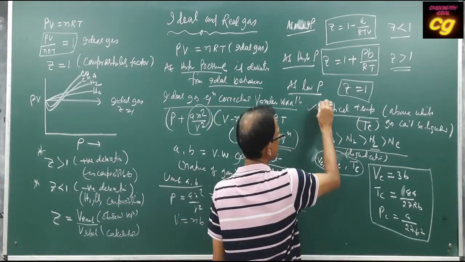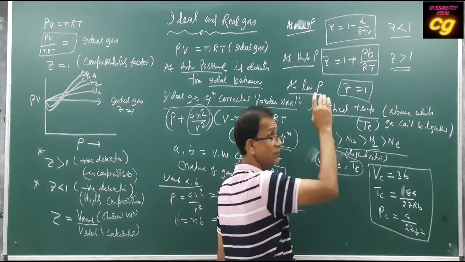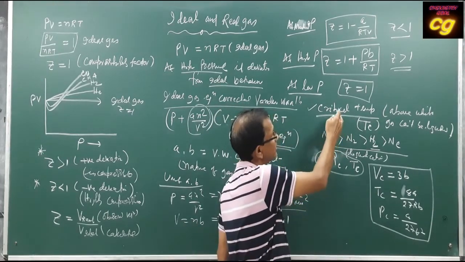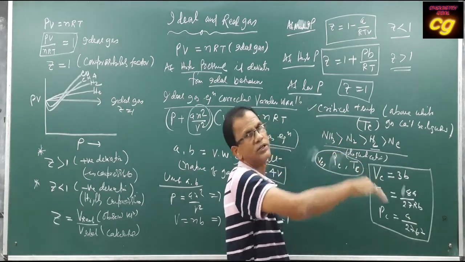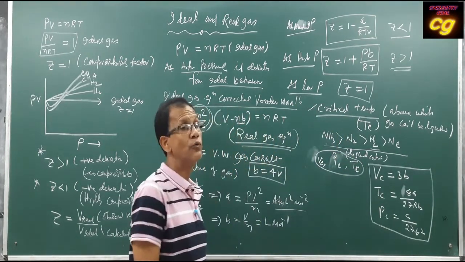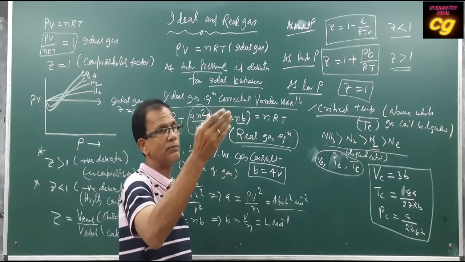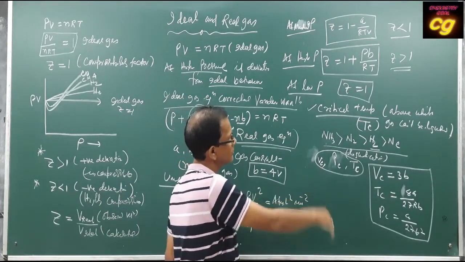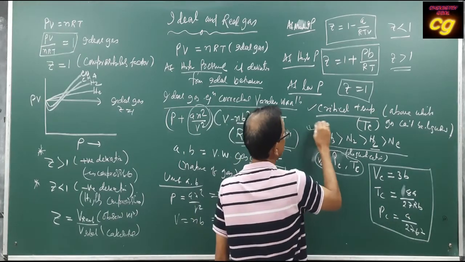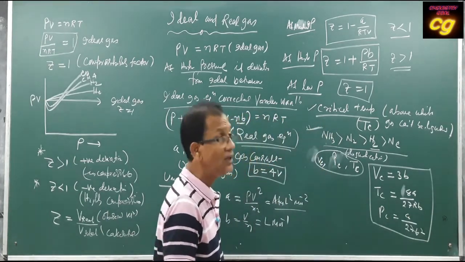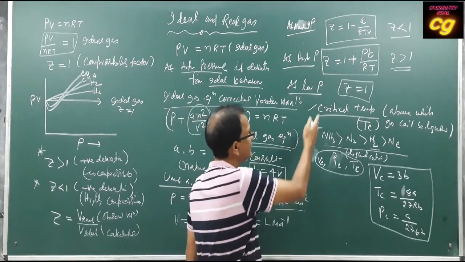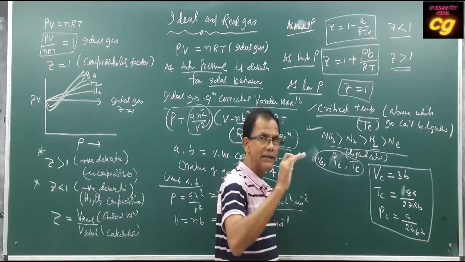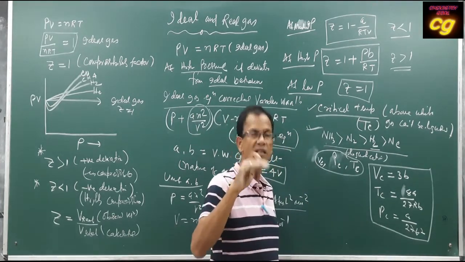And what is the critical temperature? Critical temperature is the temperature above which a gas cannot be liquefied. To liquefy the gas, you have to bring the temperature below the critical temperature. Then the gas can be liquefied. If it remains above that temperature, it cannot be liquefied even by increasing pressure. This is very important. One thing is, high critical temperature means liquefaction will be easy. You note down this point: high critical temperature, gas will be easily liquefied.